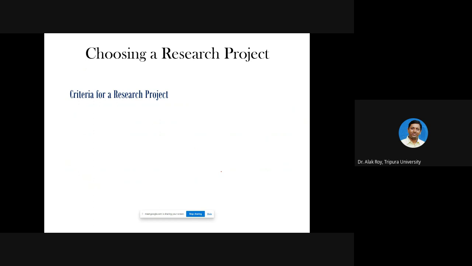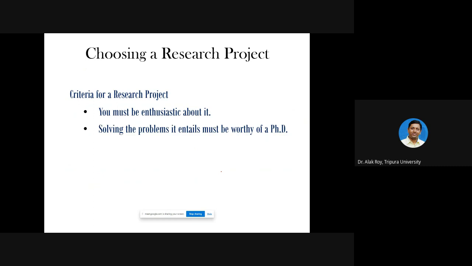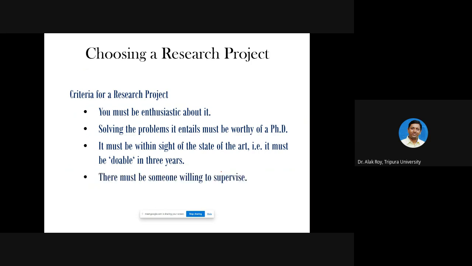So the criteria for a research project: you must be enthusiastic about it. Solving the problem it entails must be worthy of a PhD. It must be within sight of the state of the art. That is, it must be doable in 3 years. There must be someone willing to supervise.